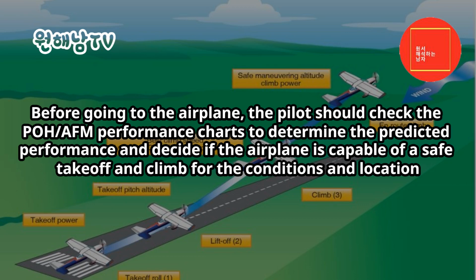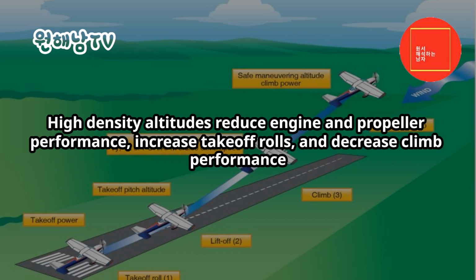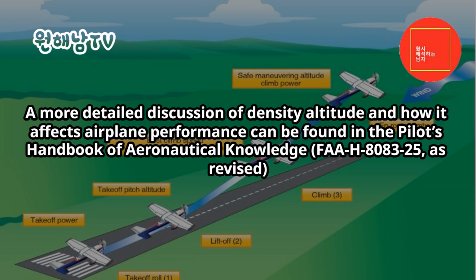Prior to takeoff. Before going to the airplane, the pilot should check the POH/AFM performance charts to determine the predicted performance and decide if the airplane is capable of a safe takeoff and climb for the conditions and location. High-density altitudes reduce engine and propeller performance, increase takeoff rolls, and decrease climb performance. A more detailed discussion of density altitude and how it affects airplane performance can be found in the Pilot's Handbook of Aeronautical Knowledge, FAA-H-8083-25, as revised.